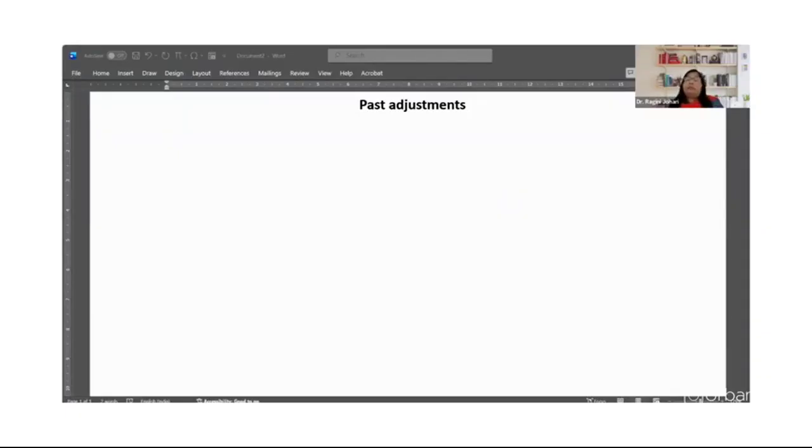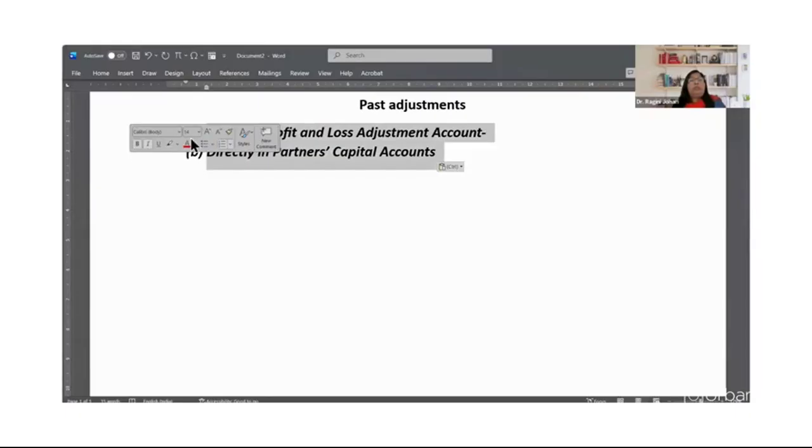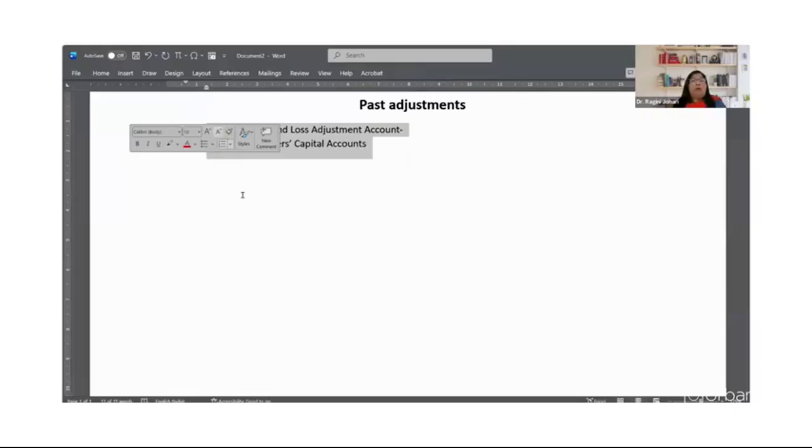Now, the past adjustment entries can be passed through two methods. One, the firm can have a profit and loss adjustment account and pass the entries through that. Secondly, the adjustments may be made directly in partners' capital accounts. I will tell you both the methods using one question. So now let us take this question here.